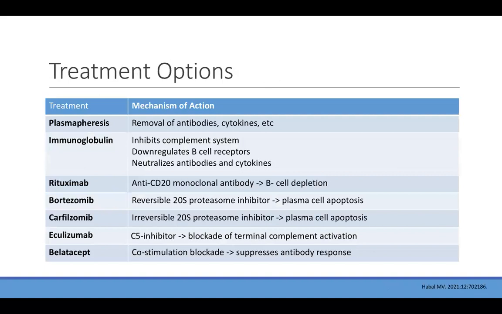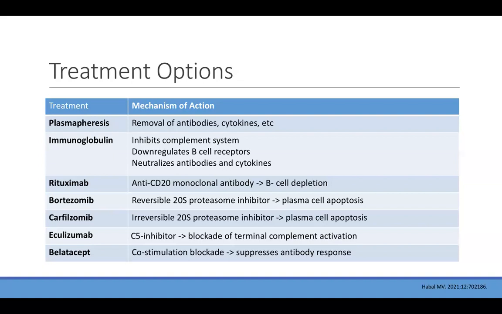There are many different treatment options we have listed here. They are not without repercussions and side effects. The first one is plasmapheresis, which removes our current circulating antibodies and cytokines. Then we have immunoglobulins such as IVIG, and IVIG is kind of a catch-all. It works in many different ways, but it inhibits the complement system, it downregulates our B cell receptors, and it neutralizes our antibodies and cytokines.